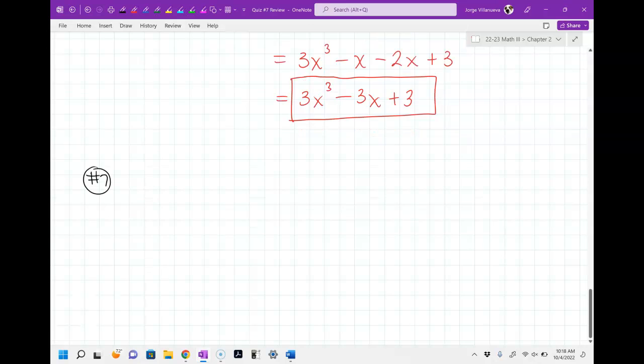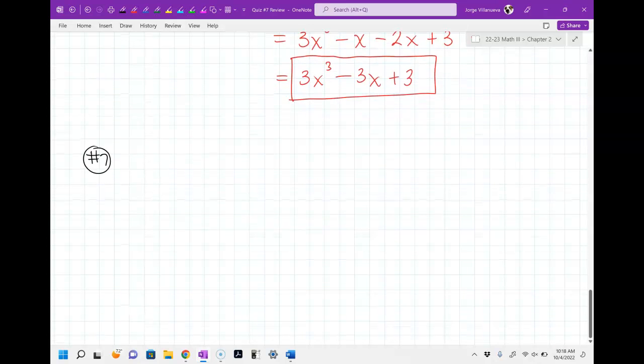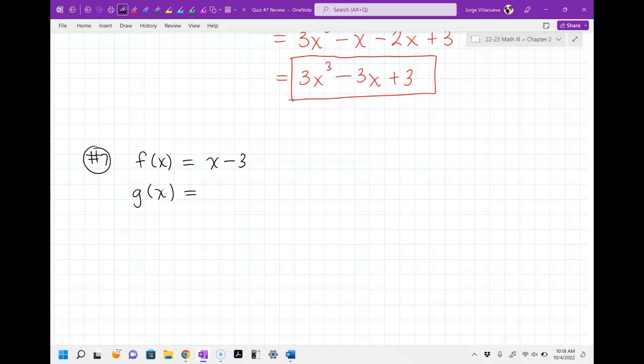So here we go. Last one, number 7. We're looking for multiplication. So let's do f of x equal to x minus 3 and g of x equal to 2x cubed. And I want to find g times f of, let's say, 2. Or what the heck, let's make it negative 2, right? Let's make it a little bit more difficult. Of a negative 2.